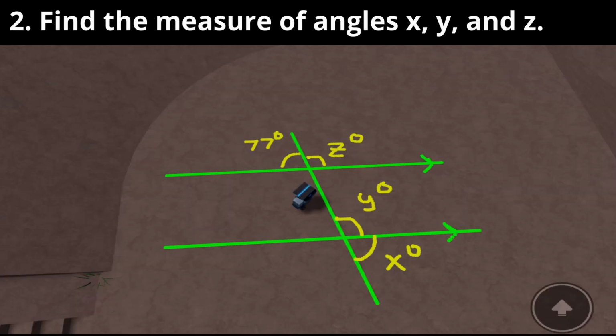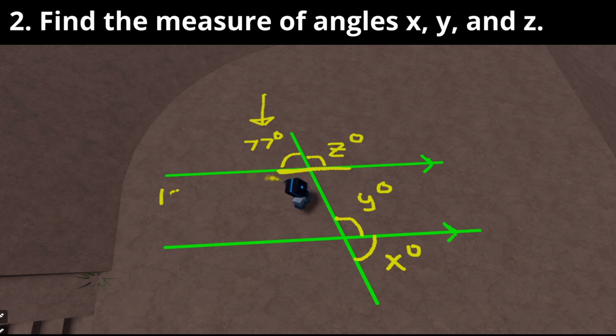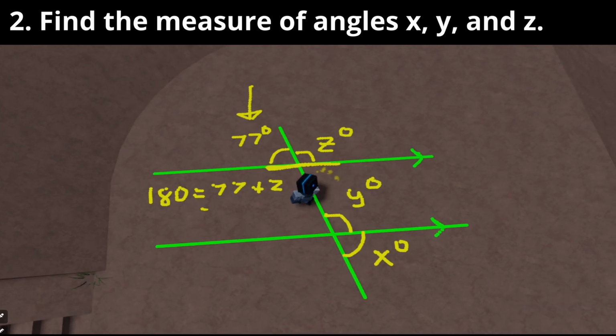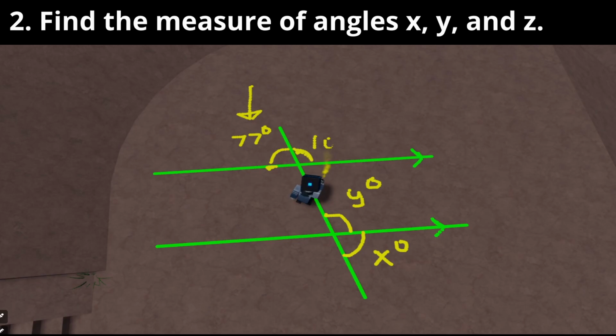In this problem now, I have that this angle over here is 77 degrees, and based on that, I need to find angles x, y, and z again. So first, I'm going to know that angle z and 77 are along a straight line. Therefore, they're supplementary angles that add up to 180. So I can set up that 180 is just equal to 77 plus z. And then I can just subtract 77 from both sides. And if I do that, I'm going to get that z is equal to 103 degrees. So I can write that now. I'm going to say that this angle over here is 103 degrees.